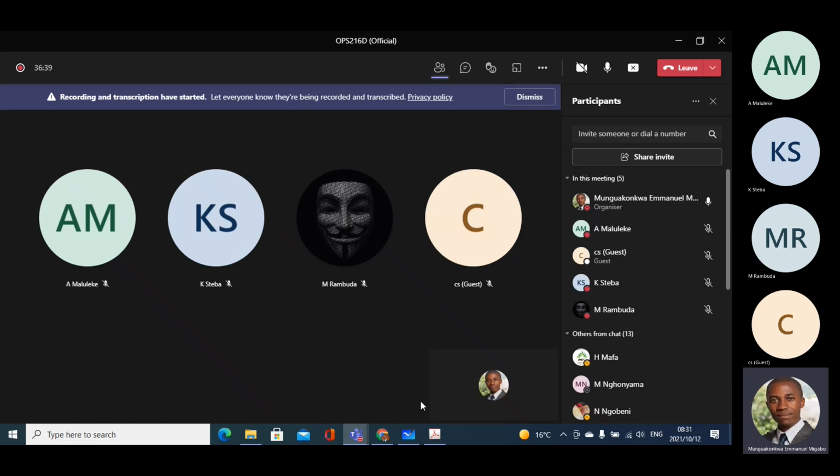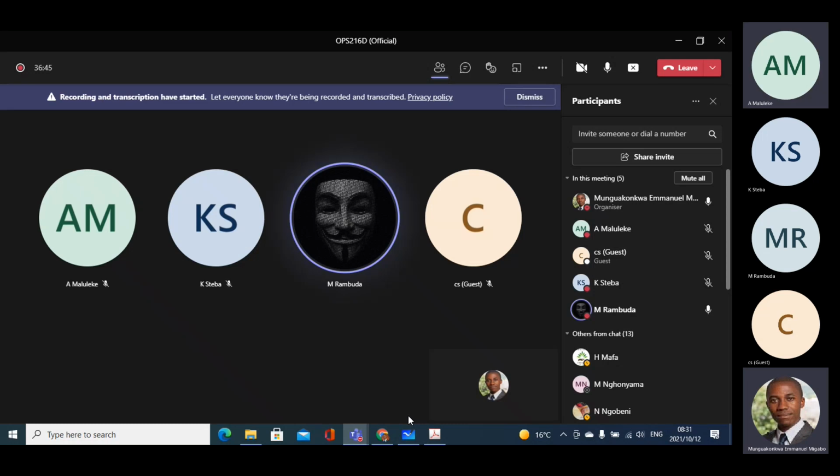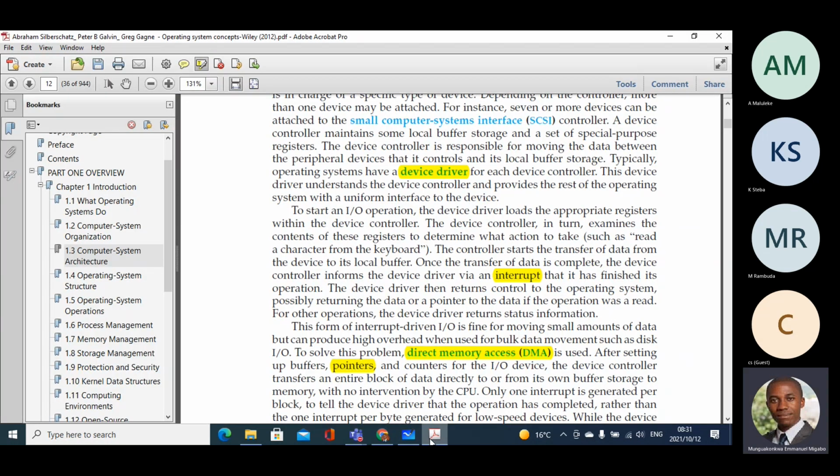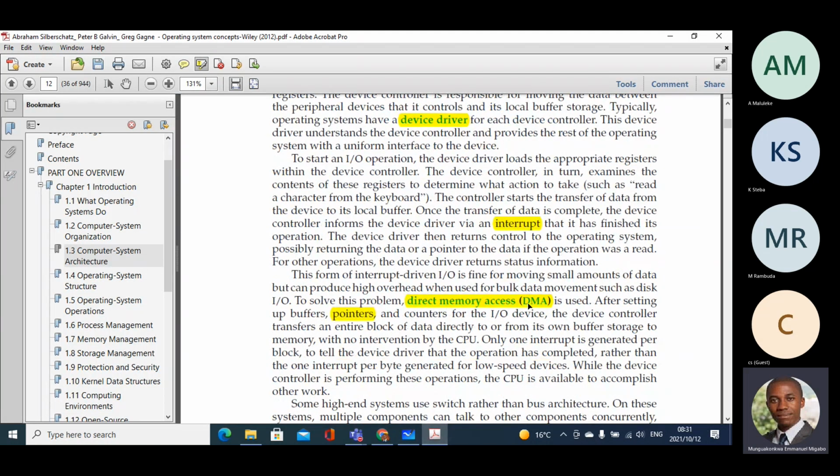Is that okay? Is that clear for everybody? Yes, sir. Okay, all right. So that was very critical to mention. That is how we interact between the device controller and the input-output device, as well as the CPU, through the operating system, of course.